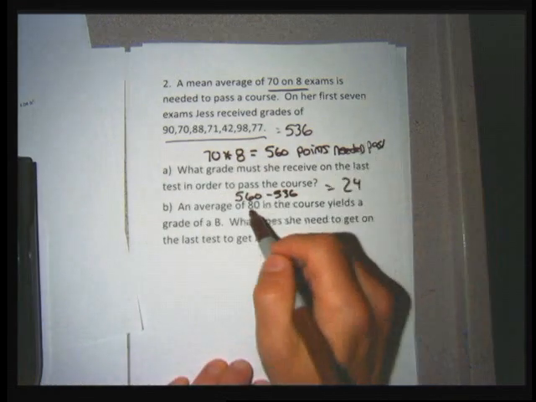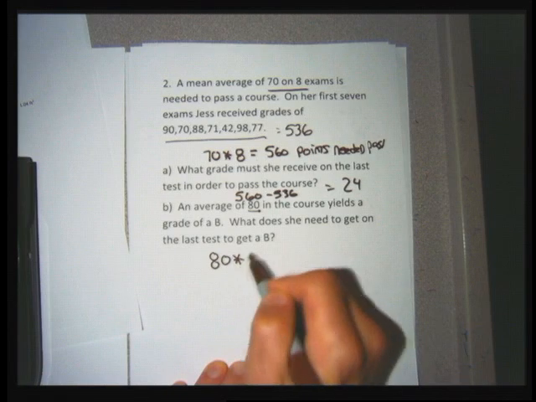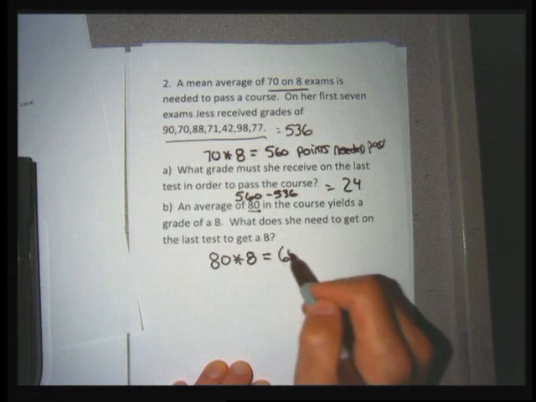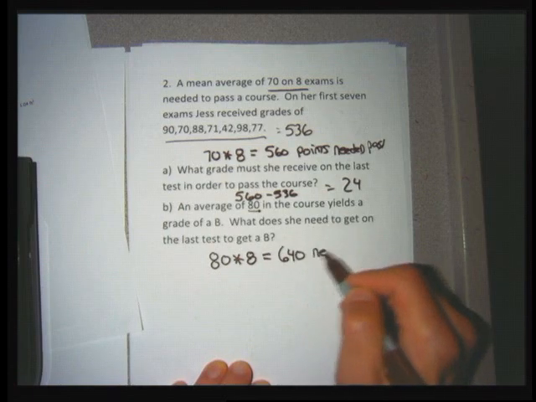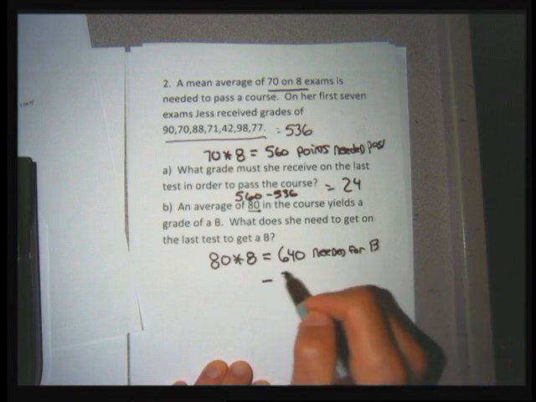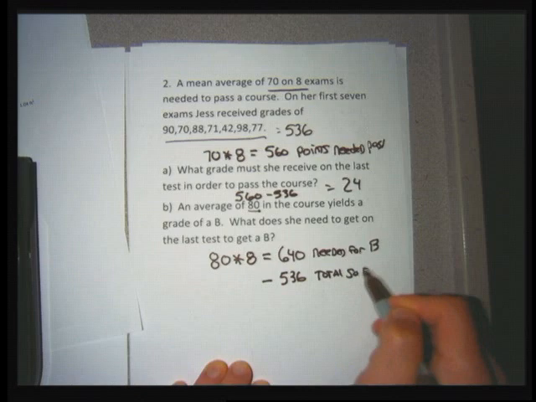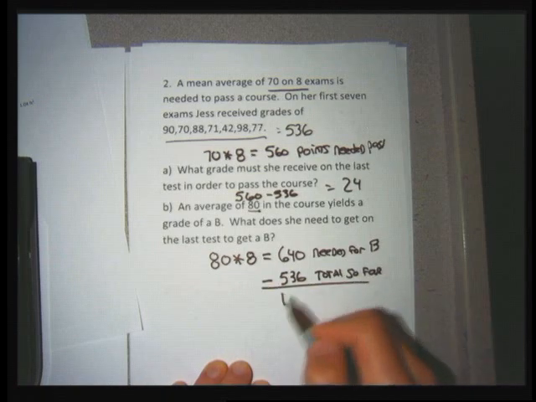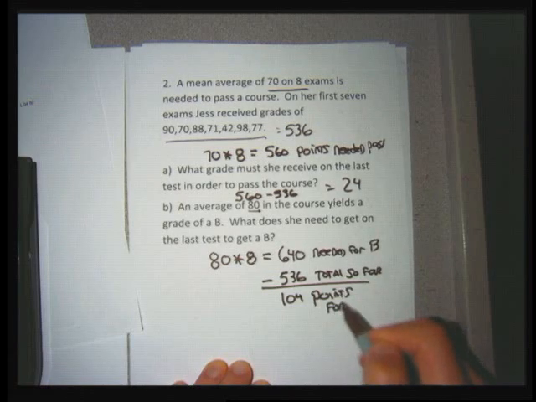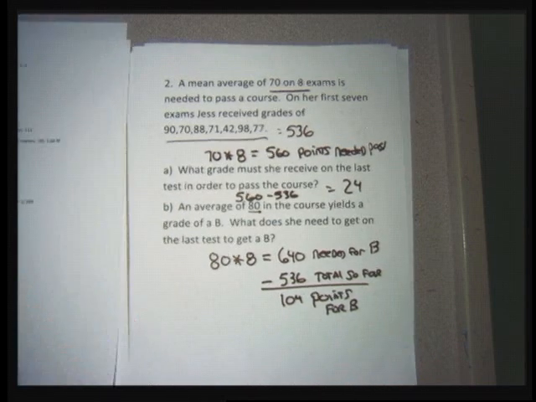To get a B, you need to average an 80 on the 8 tests. So the number of points necessary to get a B, I take 80 points times 8 tests. That's 640 points needed for a B. If I subtract the 536 points that she has, that's going to give me how many points she's going to need to get a B. And this is going to give me 104 points for a B on the last 8th test, which means you might need some extra credit or some sort of curve to get there.